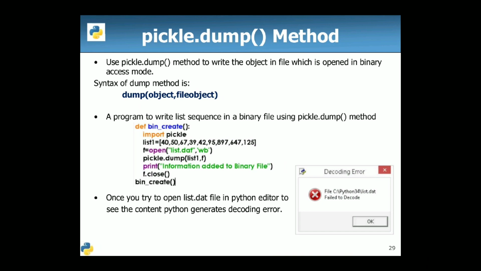So which function have we used? The dump function: pickle.dump(list1, f). That means we are going to dump this object, list1, into the file pointed to by this file object f. And then finally we have printed a message that information was added to the binary file, and we have closed this file. Now if you try to open this file in the Python editor to see the content, Python is going to generate a decoding error because this file is not readable in a text editor.